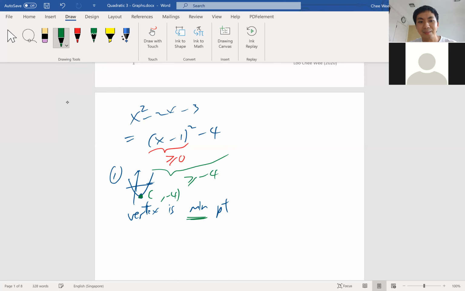And when is it actually negative 4? When x is equal to 1. Get it? That is how the vertex is actually analyzed. We do not have this luxury for cubic polynomials, because cubic polynomials have got 2 turning points.